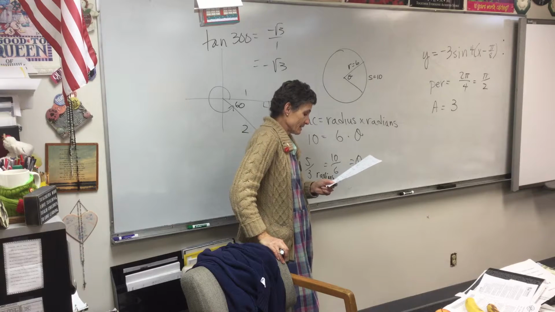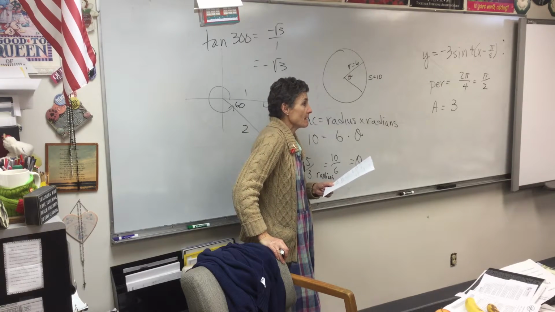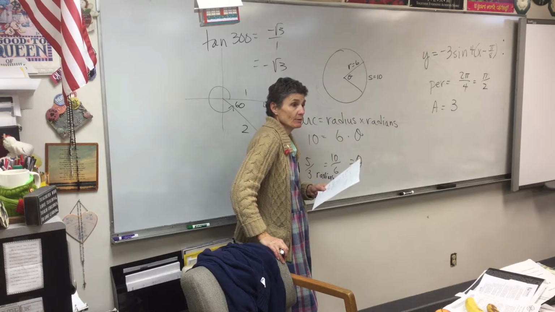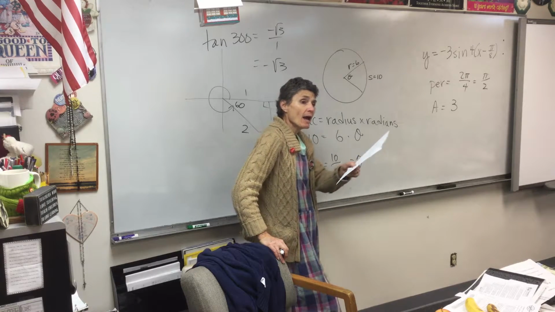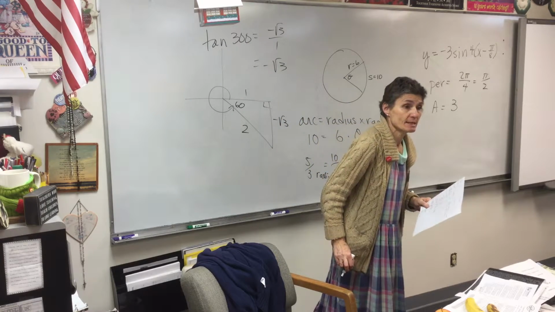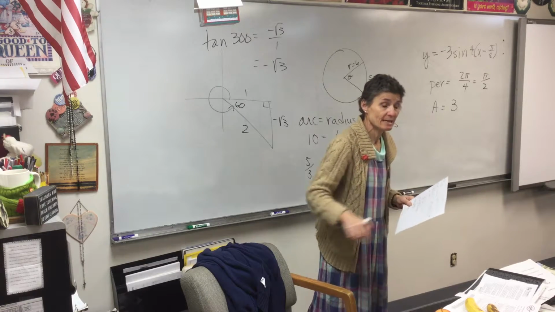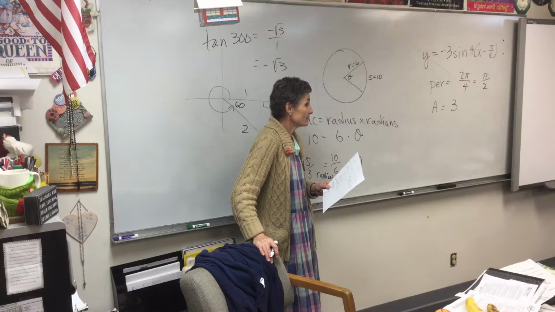Name a negative coterminal angle for negative 48 degrees. How do we find coterminal angles? Add or subtract 360. Since we want a negative one, it specifically says find a negative angle, we will subtract.